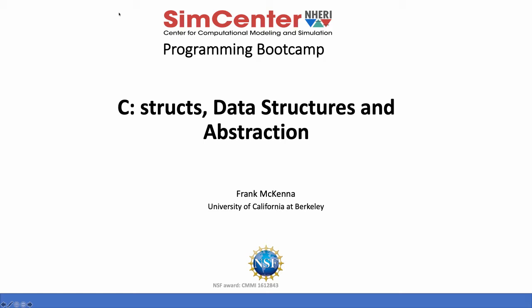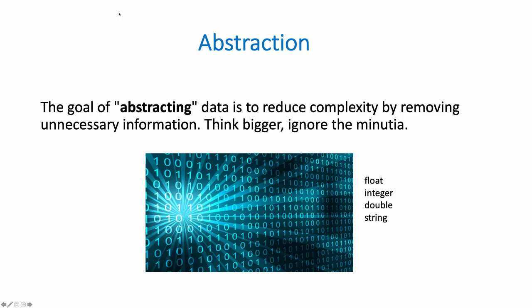In this video, we're going to talk about structs, data structures, and abstractions in C. So what do we mean by abstraction? Abstracting data is the idea to reduce the complexity by removing unnecessary information, i.e. we want to think bigger and ignore the minutiae, the minor details. And we've already done that in C. Remember the computer, zeros and ones, but we're already thinking in terms of manipulating floats, integers, doubles, and strings. So C is already giving us a layer of abstraction.